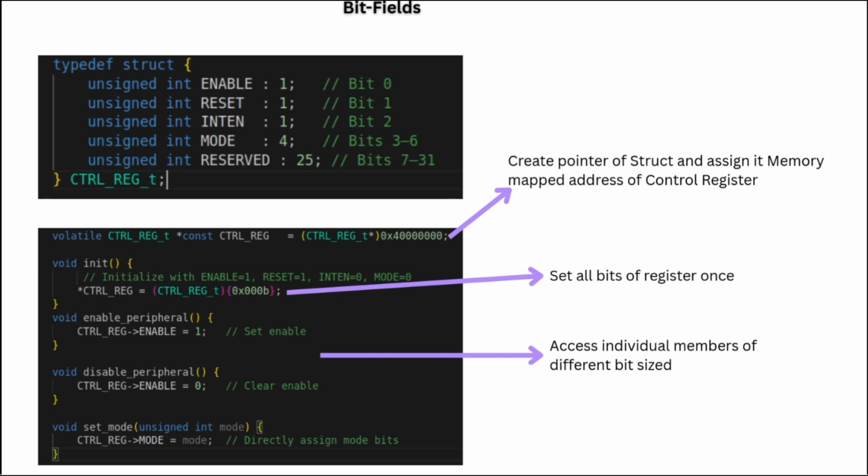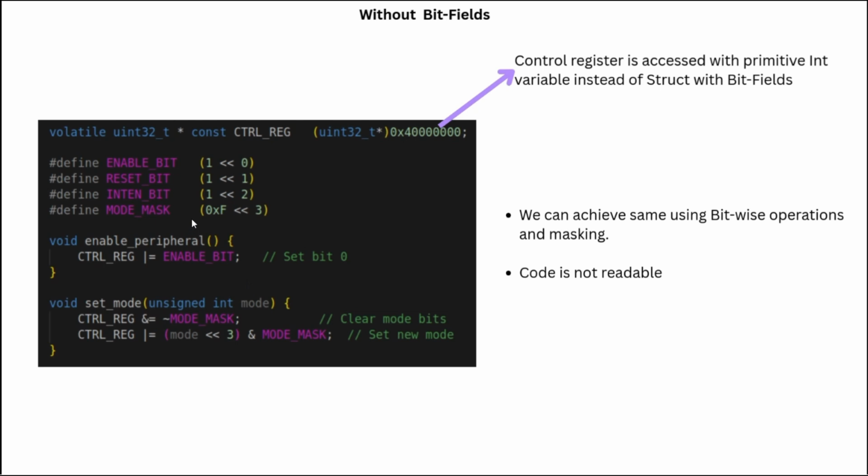Okay, so we will see what the same program looks like if bit fields are not there. You will use the primitive unsigned int 32 bit for that register, and this is the memory mapped address of that register. You are creating a pointer which points to this memory mapped address of that particular register. This you will find in your data sheet.